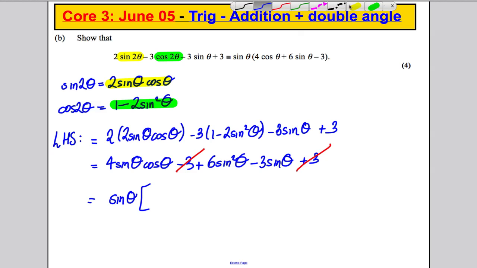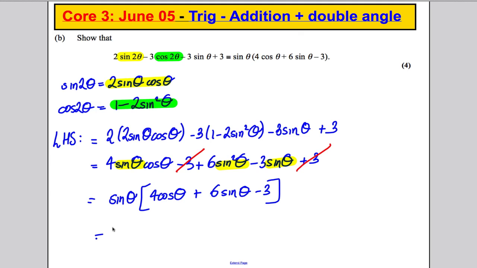There was a sine theta here, here and here, so what are you left with when you do that? Well, you're left with 4 cos theta plus 6 sine theta subtract 3, which is exactly the right hand side as you were trying to show.